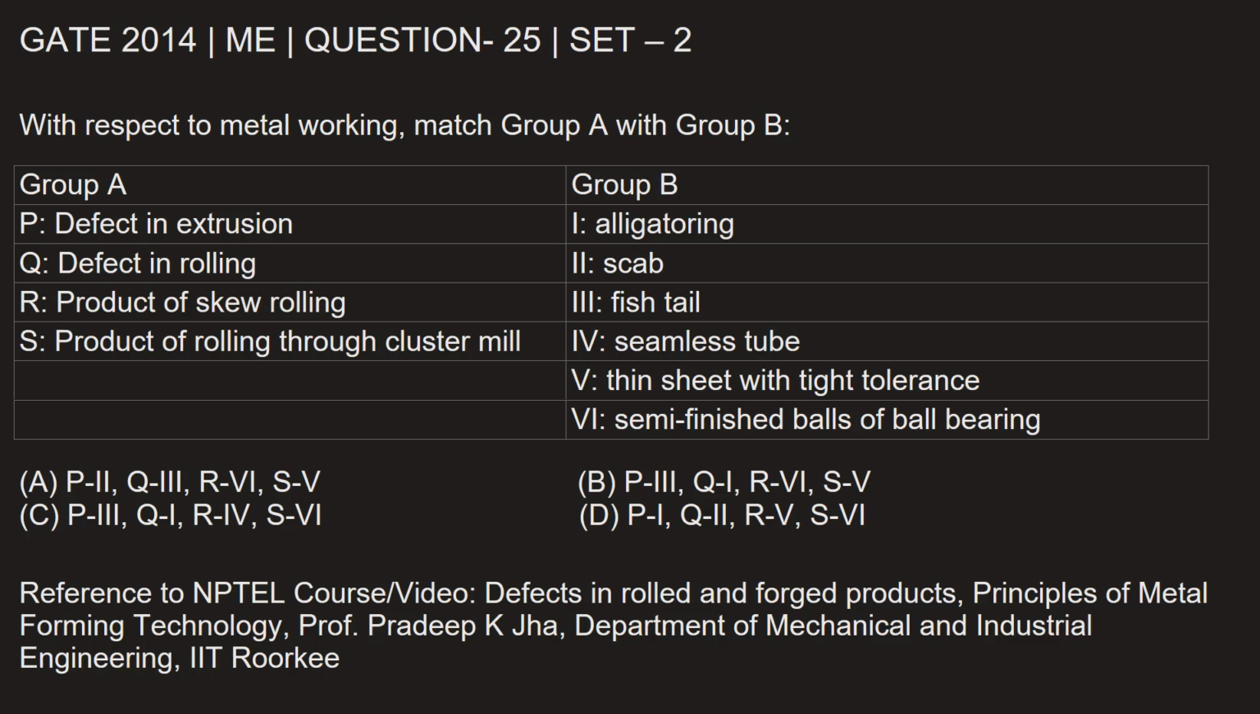This question is from GATE 2014 Mechanical Engineering Paper Set 2, question number 25. With respect to metal working, match Group A with Group B. Group A has P, defect in extrusion, Q, defect in rolling, R, product of skew rolling, and S, product of rolling through cluster mill. In Group B we have alligatoring, scab, fishtail, seamless tube, thin sheet with tight tolerance, and semi-finished balls of ball bearing. Let's find out the matches.